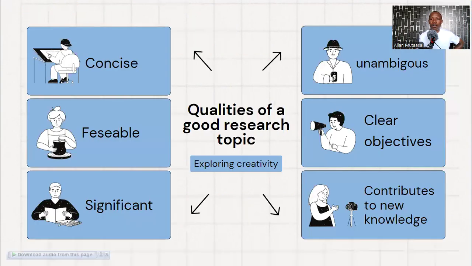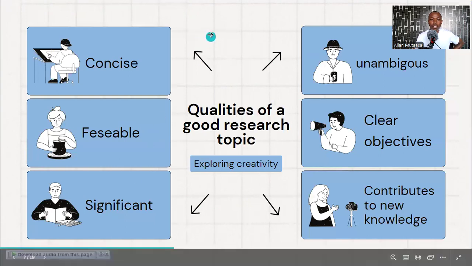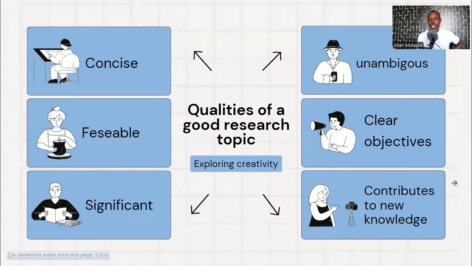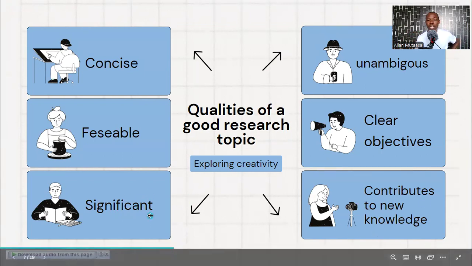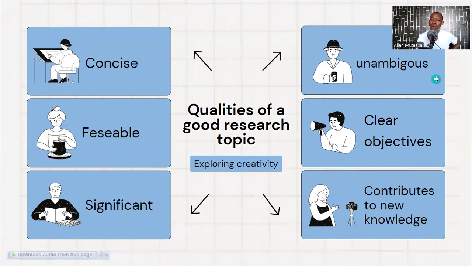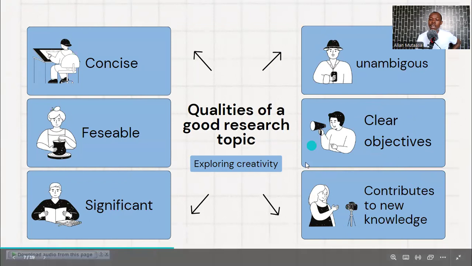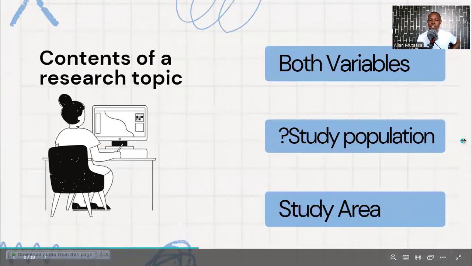Okay, so now we want to talk a little bit about the qualities of a good research topic. So a good research topic should be concise, should be short, it should not really be more than 20 words. It should be feasible, it should be able to be done. Some people are very ambitious and they design questions that cannot really be done. So a research topic should be significant, it should be able to help you achieve what you want to get. It should be unambiguous, you should set clear objectives for it, and it should also contribute to new knowledge.